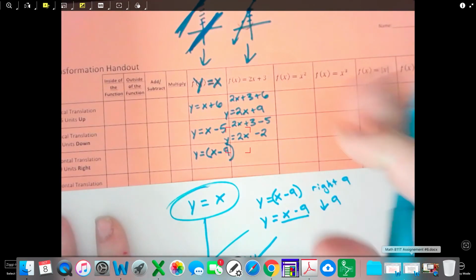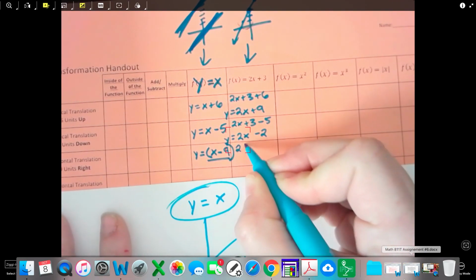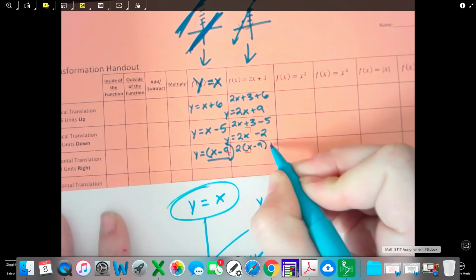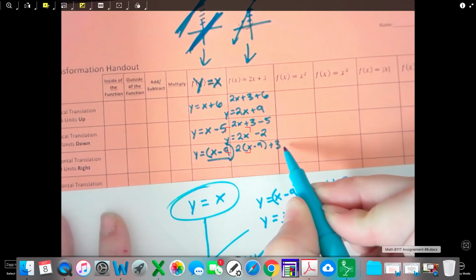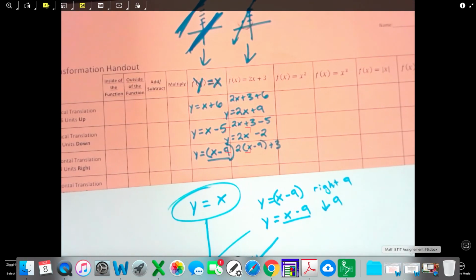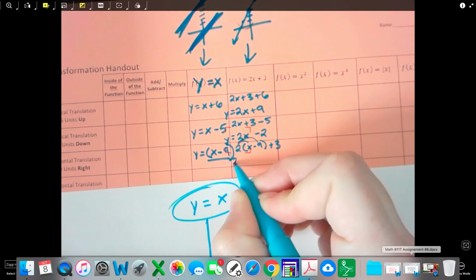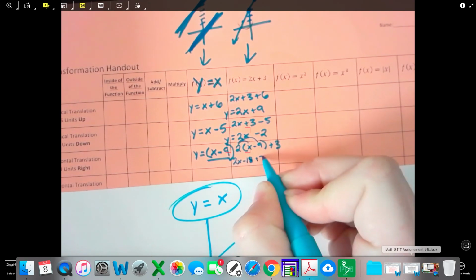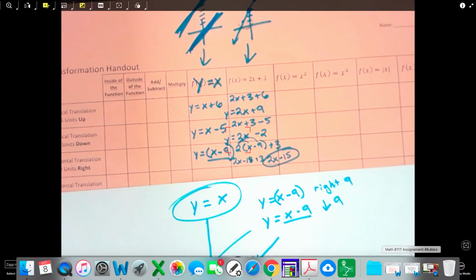Because when we do it up here for 2x plus 3, this x minus 9 goes in here. Instead of being 2x plus 3, the x is being replaced with the x minus 9. That's why I put it in parentheses, because he's being shoved inside where the x is. Does that make sense? Okay? So when we do that, when we distribute the 2, 2x minus 18 plus 3, or 2x minus 15. That's what he will look like.